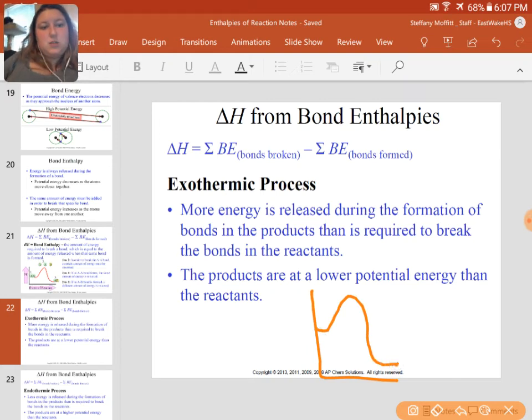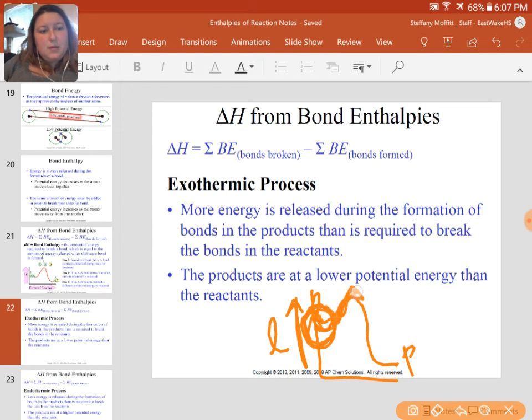Our products are lower in energy, because this is the energy axis, than the reactants. Products down here, reactants up here. So up here, there is less energy needed to get up that hump than there is released in forming that bond down here.